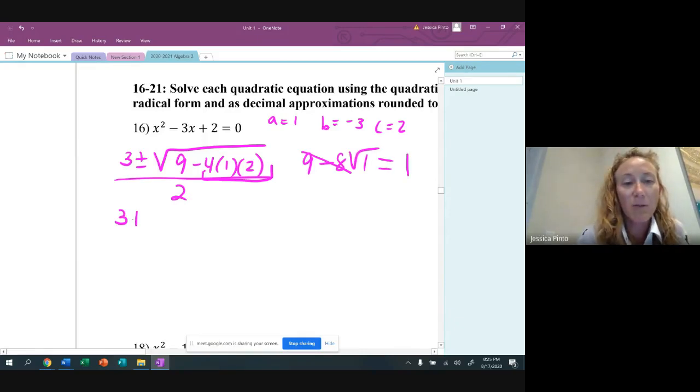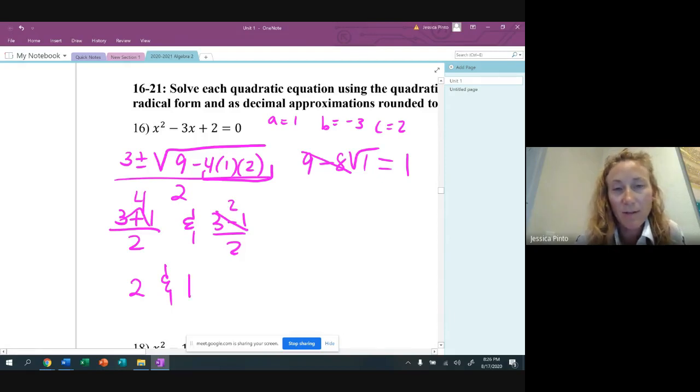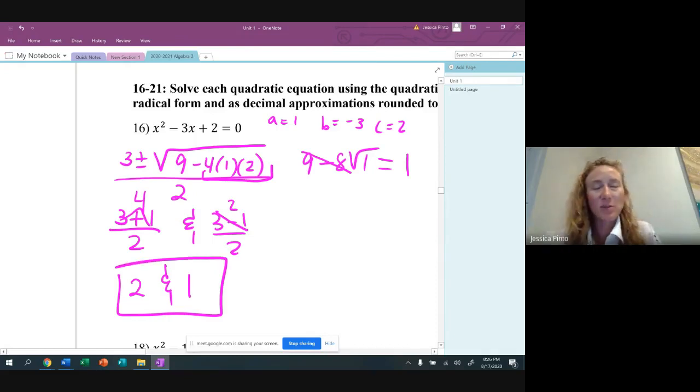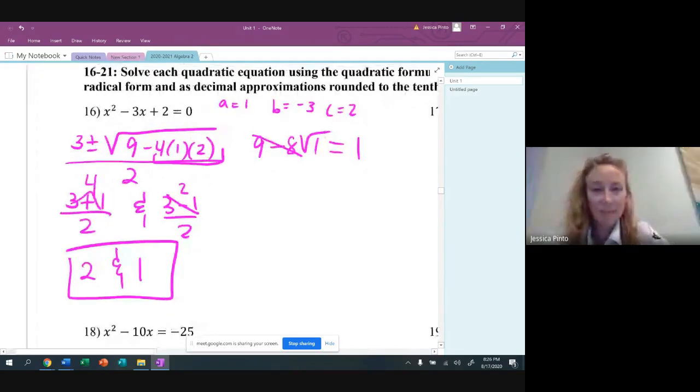So I've got 3 plus 1 over 2 and 3 minus 1 over 2. I split that plus or minus. 3 plus 1 is 4. 4 over 2 is 2. 3 minus 1 is 2. 2 divided by 2 is 1. Because these aren't radicals, I'm just going to circle the answers and move on. 17.